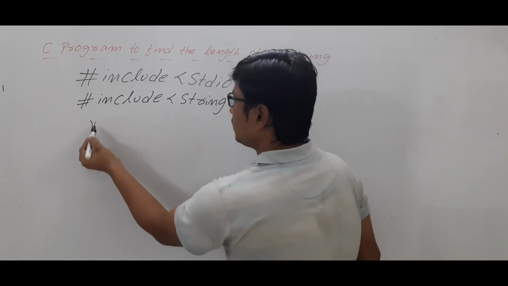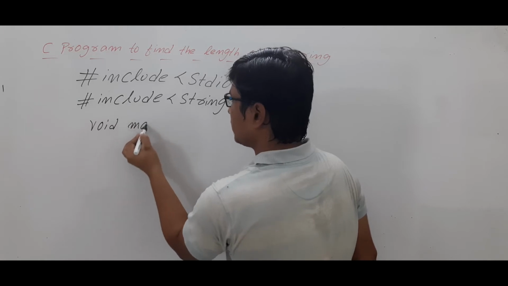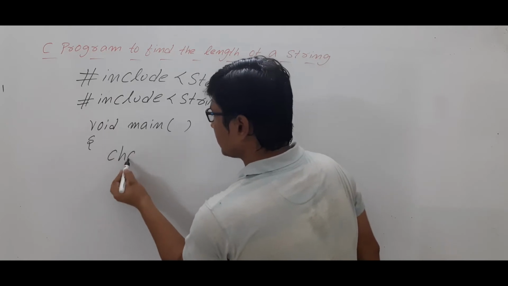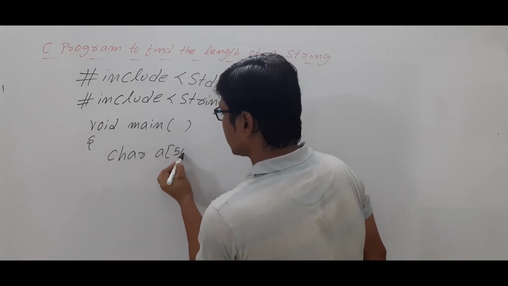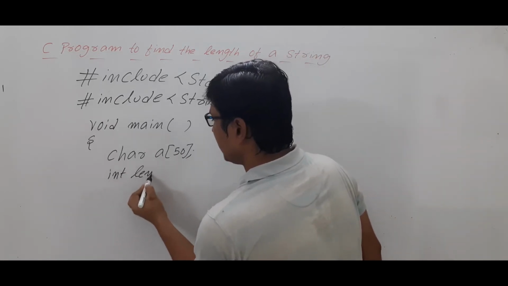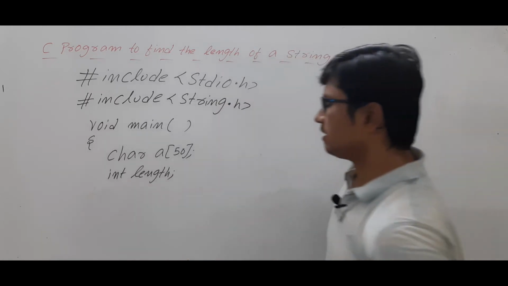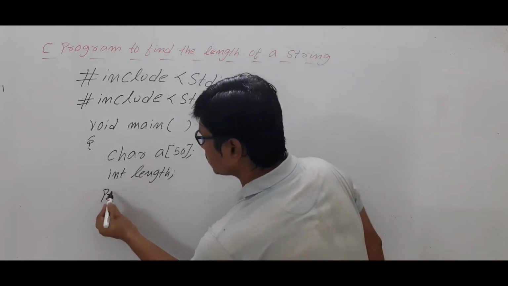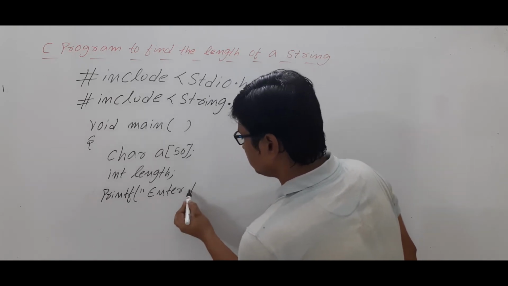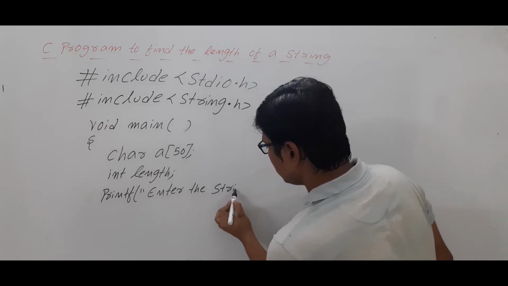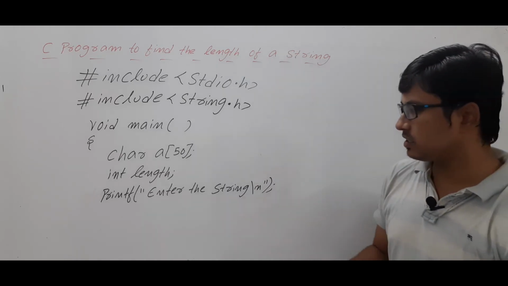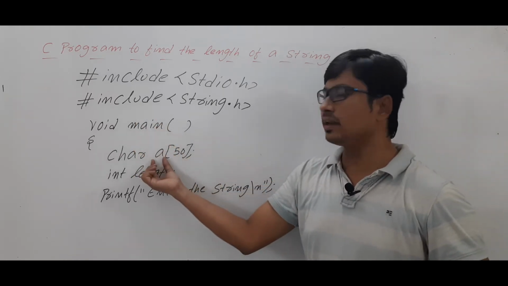Then I will write void main, and I will open the function, and I will declare a character array A with size 50, and then I will declare an integer variable called length. Then I will ask the user to enter the string. So printf enter the string. Whatever string the user enters, I want to store it in the array called A.